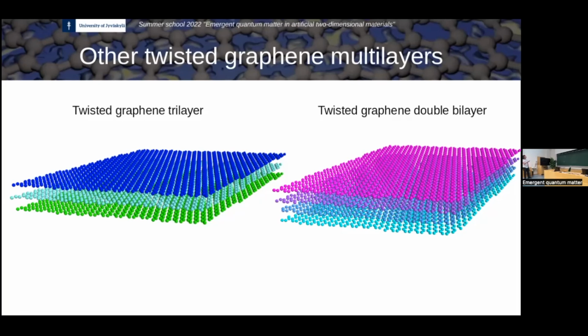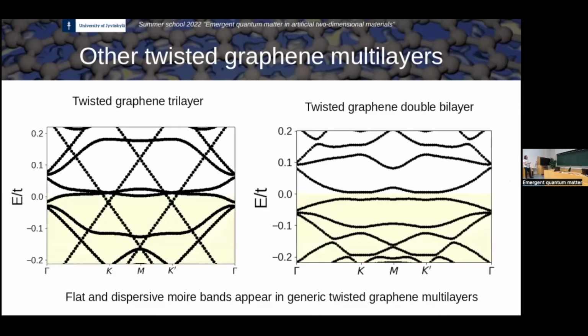The twisted graphene trilayer that I'm going to tell you about is one in which the top layer is aligned with the bottom layer, and the one in the middle is twisted. And the twisted graphene double bilayer, which you could call twisted graphene tetralayer, actually consists of one bilayer that is aligned, another bilayer that is aligned, and then you twist these two bilayers with respect to each other. So both these twisted graphene trilayers and double bilayers also show moire bands and nearly flat band states.